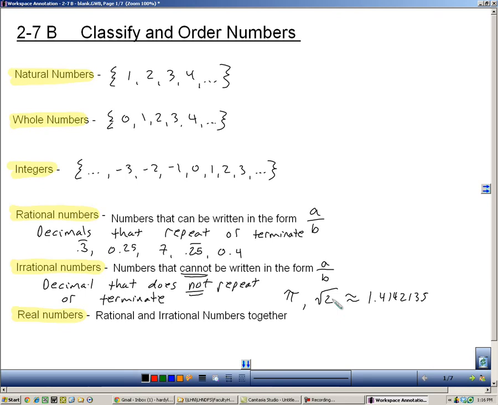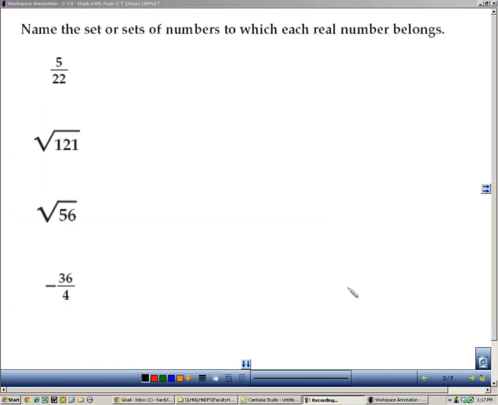And then the final classification of numbers are real numbers, sometimes written in a shorthand like this, a capital R with 2 lines. And real numbers are the rational and the irrational numbers put together. It's basically any number in the world that you can think of is a real number. Here we're asked to name the set or sets of numbers to which each one of these belong. Now, when we name the sets, we're talking about natural numbers, whole numbers, integers, rational, and irrational. We're not talking about real numbers because that's everything.